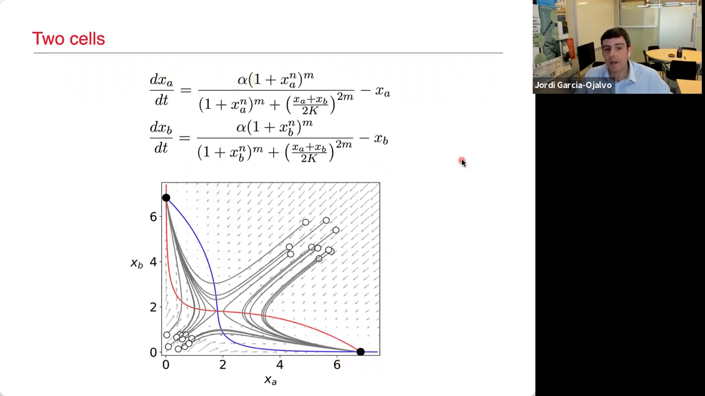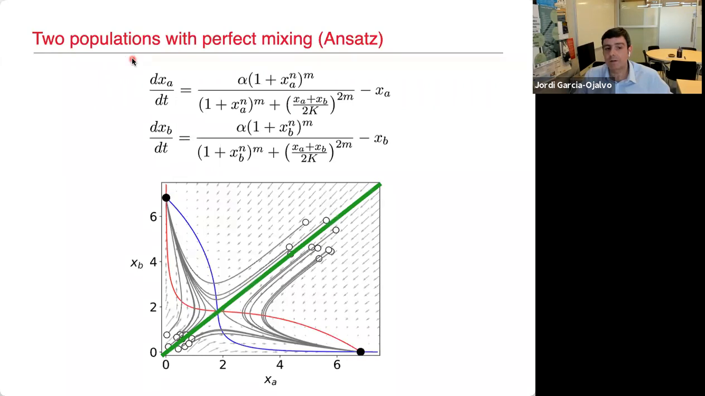Now, this could be two cells, but it could also be two populations, as I was saying earlier, okay? We can imagine that we have red cells and blue cells. They are mixed together, and each one of the cells is obeying each one of these two equations. And this means that we have these two states, which are attractors of the dynamics wherever we start.